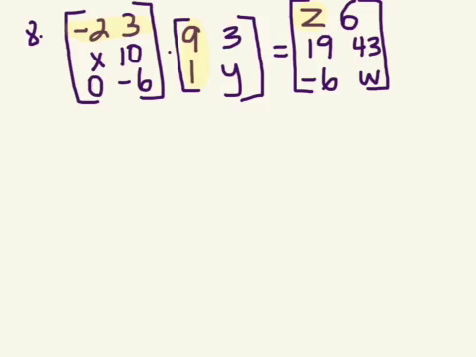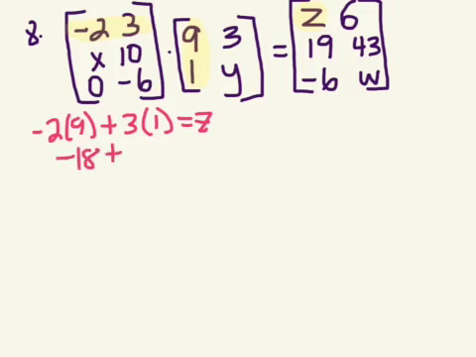So what that's going to look like is you have -2 times 9 plus 3 times 1, and that's going to equal z. So -18 plus 3, so z is -15.